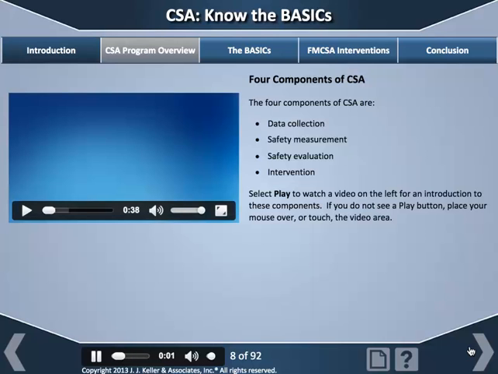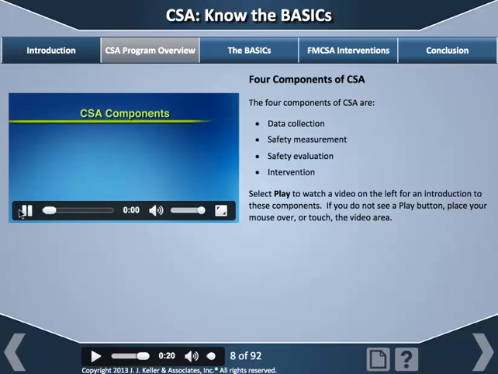The CSA program relies on 4 components: data collection, safety measurement, safety evaluation, and intervention. Select Play to watch a video that will introduce you to these 4 components. We'll go over each in more detail later in this lesson.